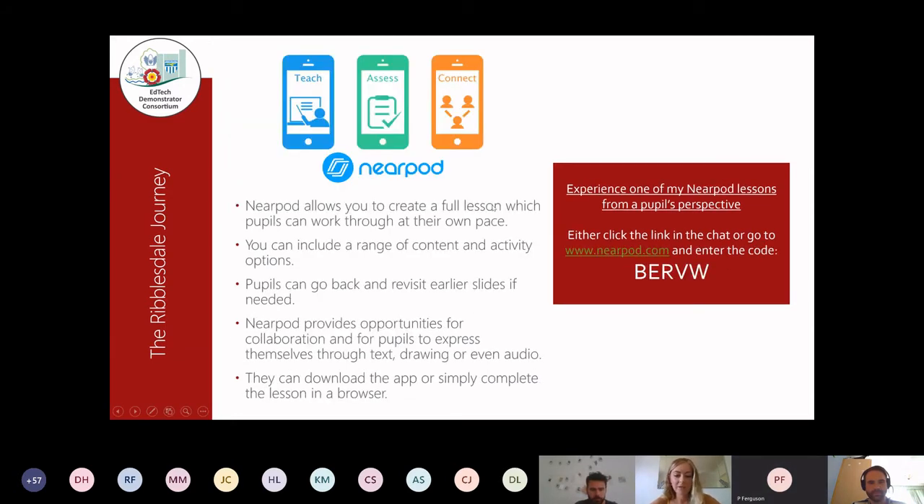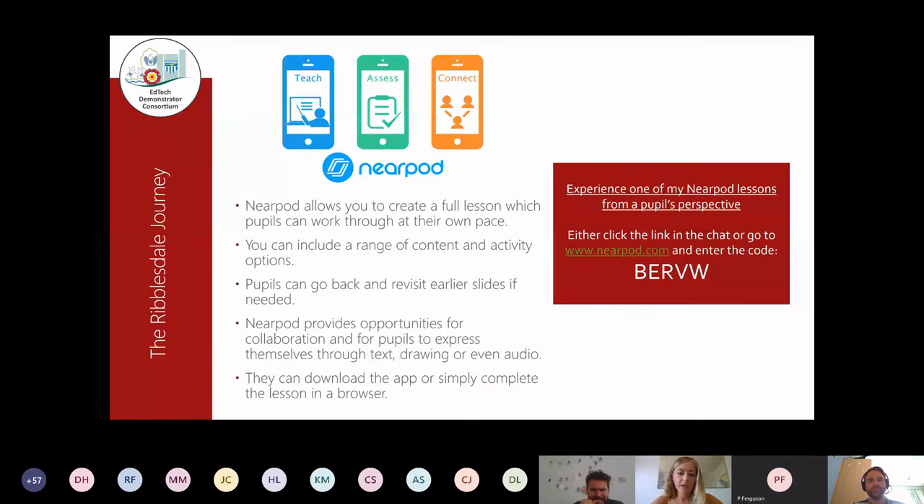Now there's loads of different platforms out there which are similar to Nearpod, but in my opinion, Nearpod seems to give the most features for free at the moment. And what it allows you to do is deliver content as if you were teaching in the classroom, but also intertwine that with activities for the pupils to do.